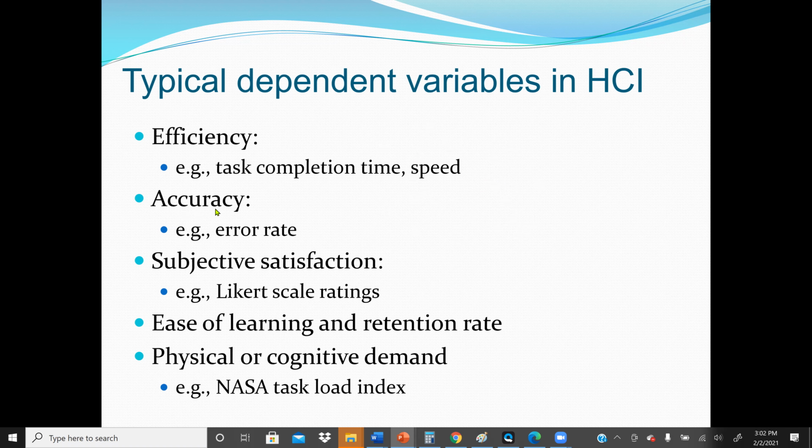Also, the accuracy will be considered, so it can be a dependent variable. Thus, the independent variable that we have may reduce the accuracy of the system. We also have a subjective set. This will be based on personal perceptions, what you perceive, satisfaction. So we can measure this in Likert scale ratings, maybe from 1 to 5, 1 to 3, very good, not too good, etc. Then also ease of learning. So that can be a dependent variable, the learning curve of the system.